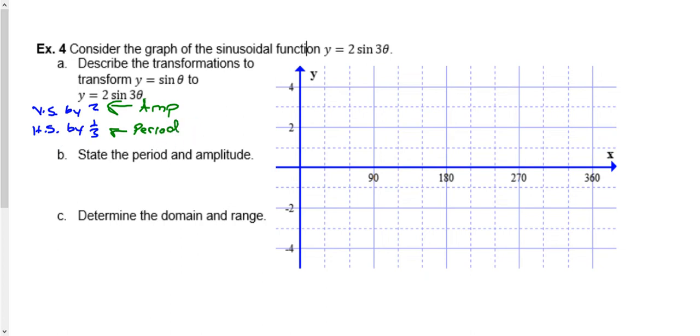Let's talk amplitude. So amplitude here is going to be 2, and so that means the highest and the lowest we're going to go on this graph here is about 2 and -2 if you moved it around the origin, or sorry, your x-axis there. So we'll state the period and the amplitude after we sketch this out, and determine the domain and range after we sketch this out. So let's sketch out this graph, 2 sine 3 theta.